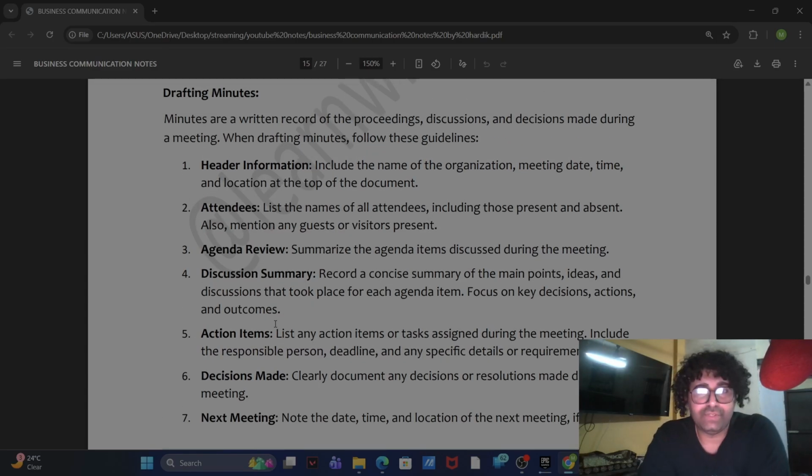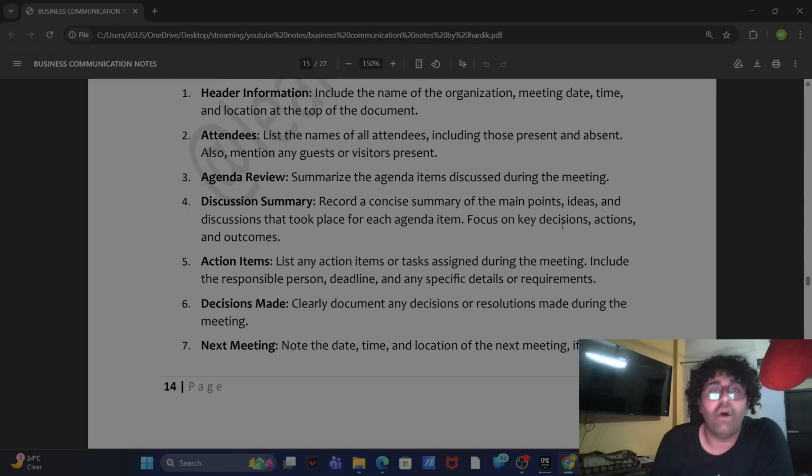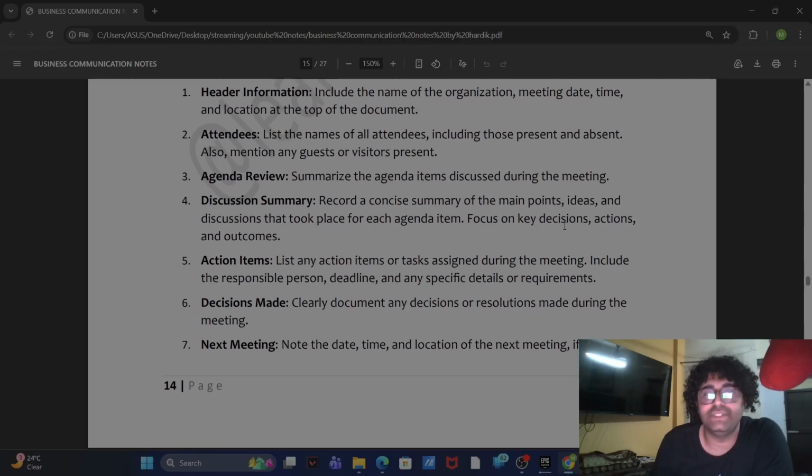Header information includes the name of the organization, meeting date, time, and location at the top of the document. Attendees list: it lists the names of all attendees, including those present and absent. Also mention any guests or visitors present. Agenda review summarizes the agenda items discussed during the meeting.